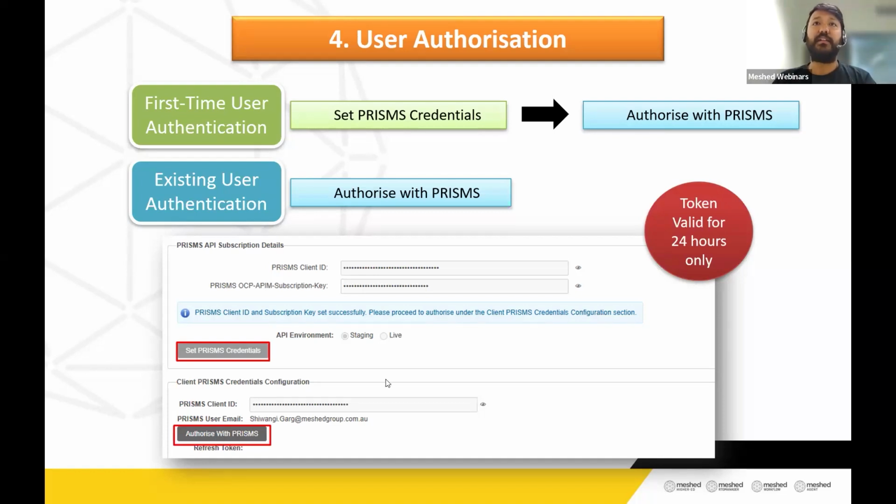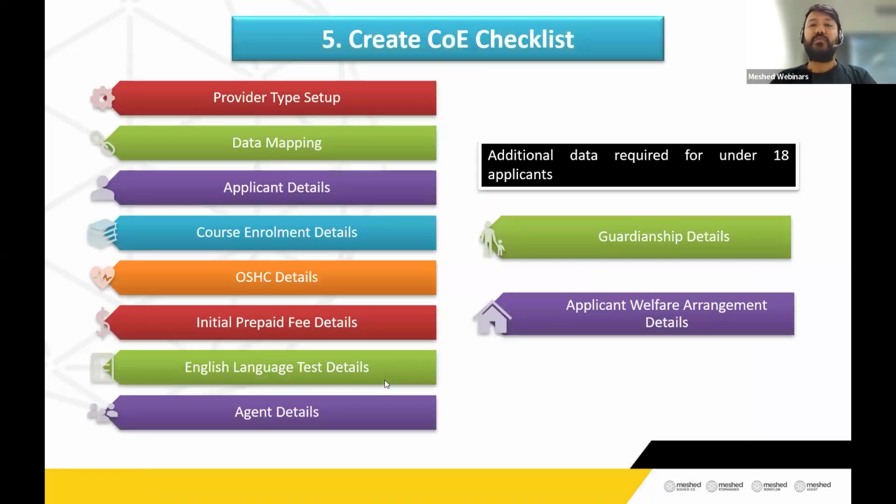That's pretty simple as that. So now to create a successful COE, there are certain data requirements in the MEST platform, and all this data is not basically a requirement from MEST, but a requirement from the PRISMS API. So you need to ensure all these details are accurate and up to date so that you can create a COE successfully. So the first information is provider type setup.